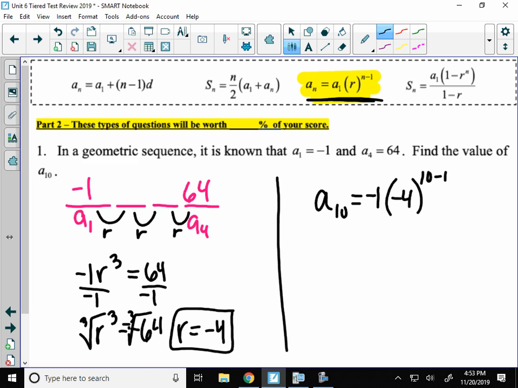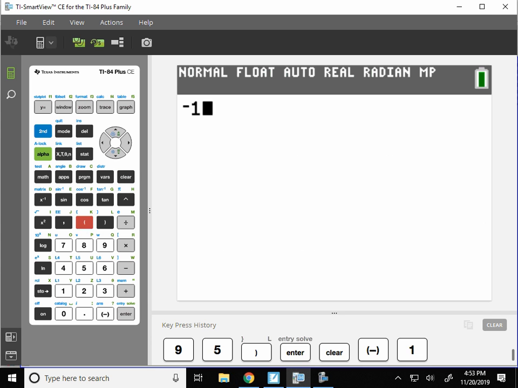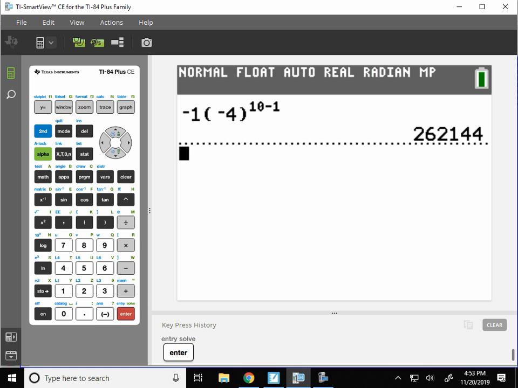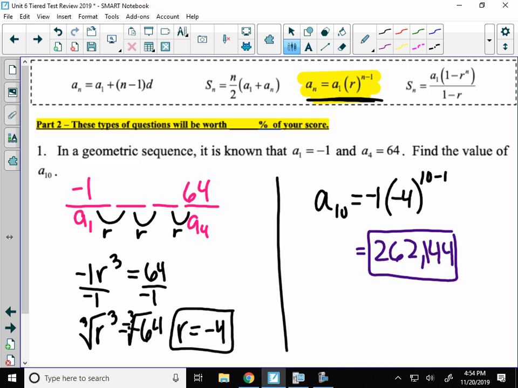All right, so I'm going to have -1 times -4 to the 10 minus 1, and that's 262,144. There you go. Nice and easy.